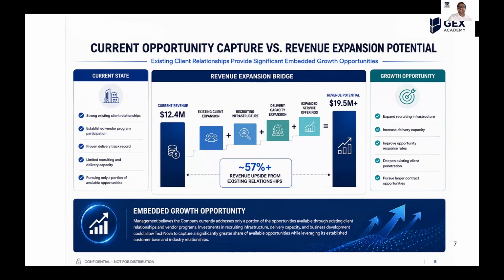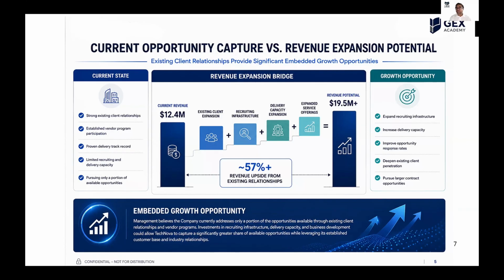So if you start on the left side of the slide, you will see the current state section. The company highlights several strengths that it already possesses today, right? First, it has strong existing client relationships, which is important because it means growth may not require building an entirely new customer base from scratch, right? Second, the company already participates in various vendor programs and has established credibility with its customers. And then third, management emphasizes a proven delivery track record, suggesting that clients are already comfortable engaging the company for technology initiatives and staffing needs.